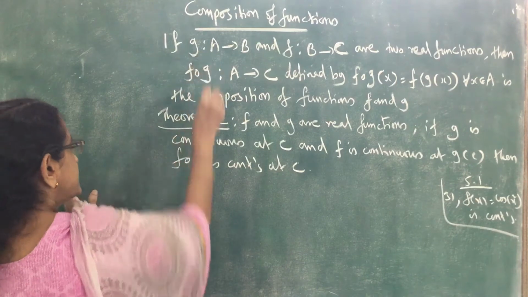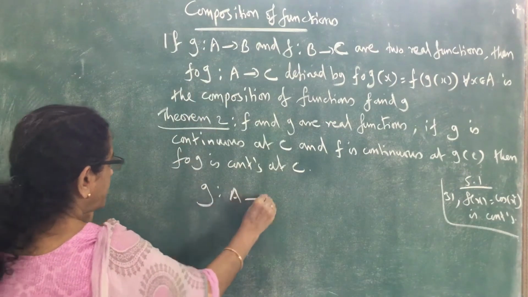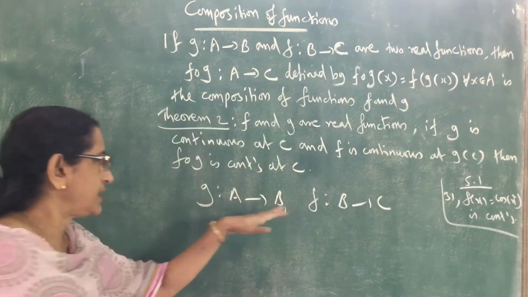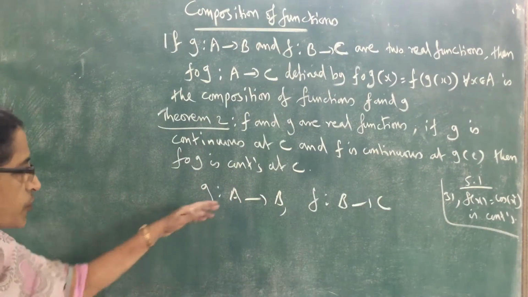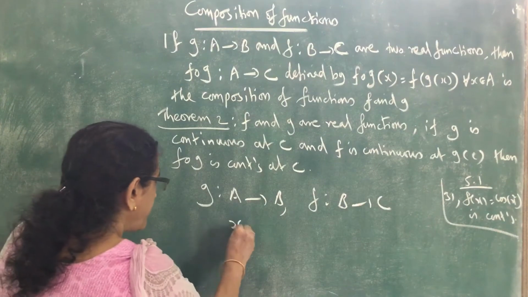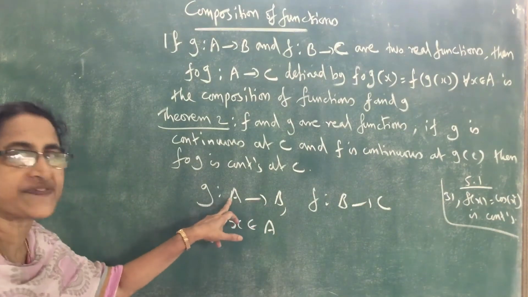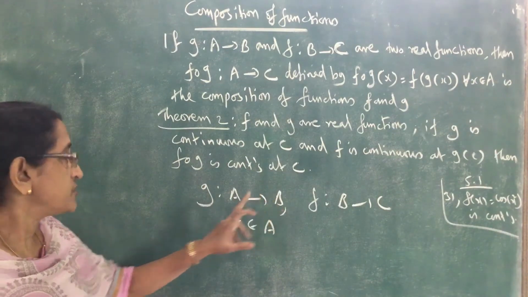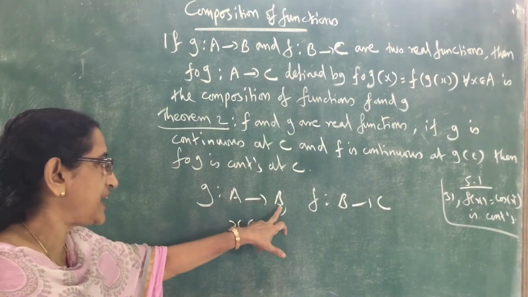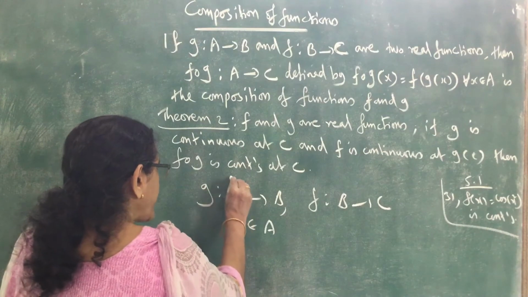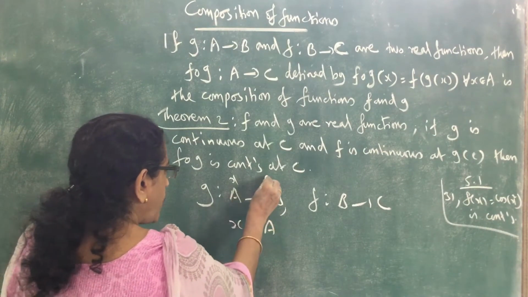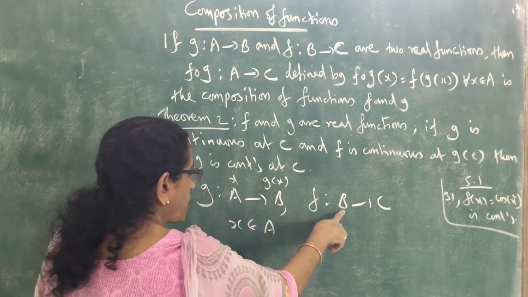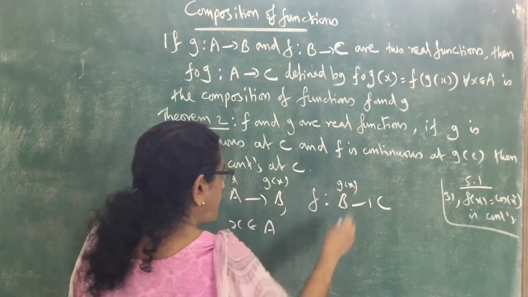So if we consider two functions, g from A to B and f from B to C, then these are two real functions. When we consider one element x belongs to A, x is an element of set A, then g of x, g is a function from A to B. So g of x is an element of B. So corresponding to x in A, the g of x belongs to set B. So g of x is an element of B.